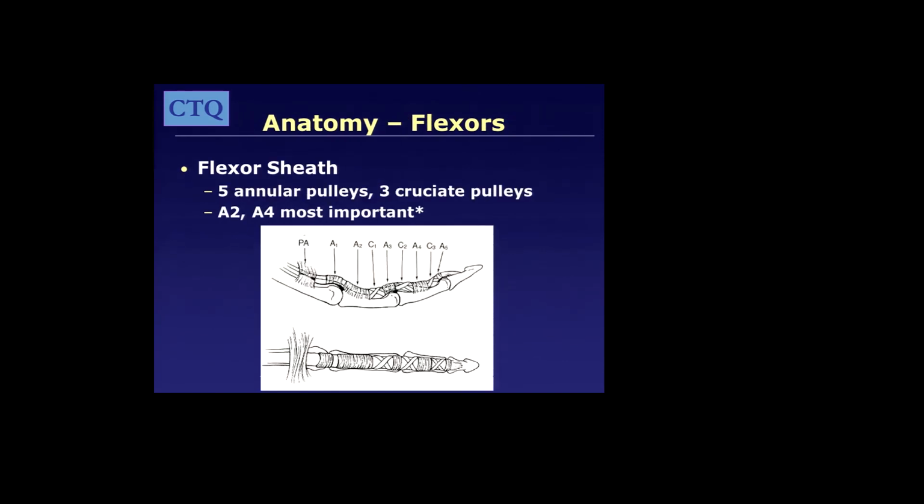Flexor sheath of the tendon, there are 5 annular pulleys, 3 cruciate pulleys. A2 and A4 originate from the bones, from the proximal and middle phalanges respectively, and they are mechanically the most important to prevent bowstringing of the tendon.